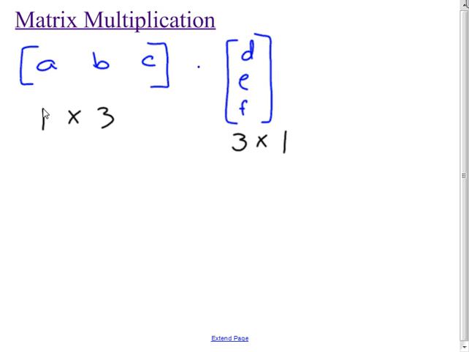This is really, really important. The only way I can possibly multiply these together is to look at the two inside numbers. These two inside numbers must be the same in order to multiply them together. If they are not the same, they cannot be multiplied. You can't do the operation. When we added and subtracted, whatever size we started with, that's the size we ended with. Not the case for multiplication. The outside numbers is the size of the matrix.